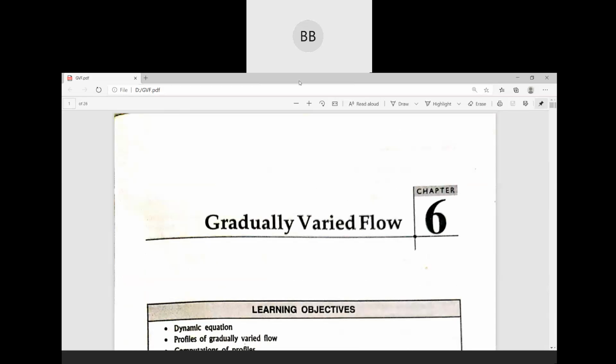Okay, so we are going to end today's class here. Tomorrow we are going to solve numericals related to gradually varied flow. I think tomorrow we have two classes, so I think we can complete this chapter by tomorrow. So we are going to continue with some numericals related to gradually varied flow tomorrow. Okay. Thank you, students.